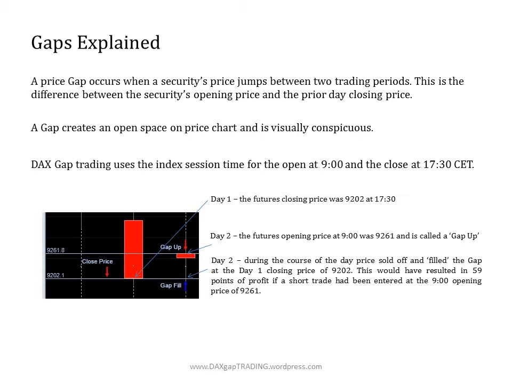During day 2, the regular session time, price sold off and it filled the gap at the day 1 closing price of 92.02. And if you had taken a short trade, this would have resulted in 59 points of profit if the short had been entered at the 9 o'clock open price of 92.61.